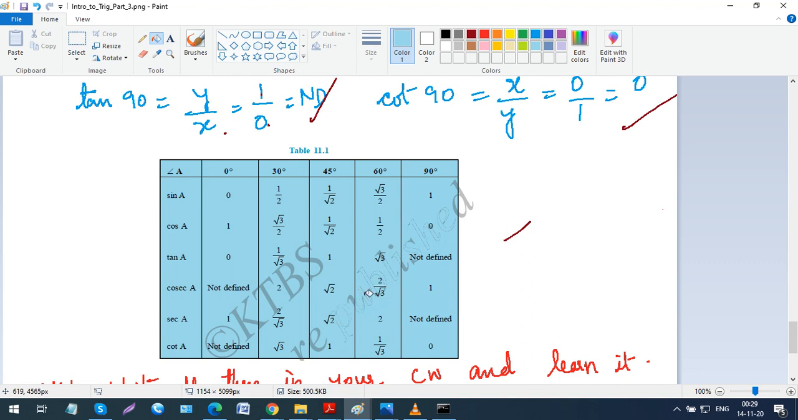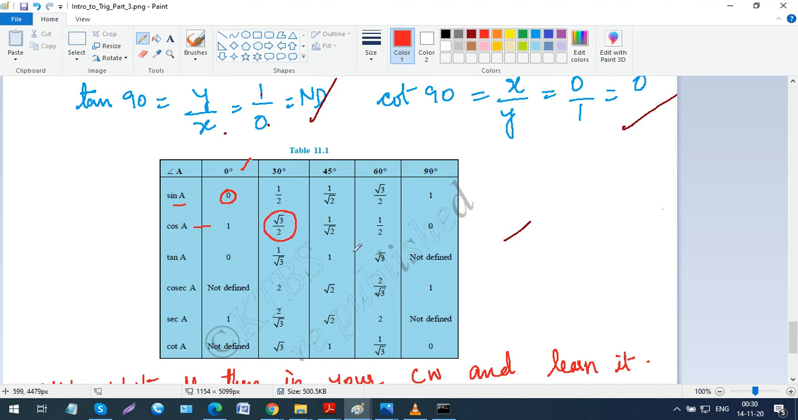If you look at it, you have sine A, cos A, tan A, and you have cosecant A, secant A and cot A also. So how do you read this table? If you want to find out sine of 0 degree, you go to sine of 0 degree over here. Sine of 0 degree is 0. If I want to find what is cos of 30 degree, cos of 30 degree is over here, root 3 over 2.